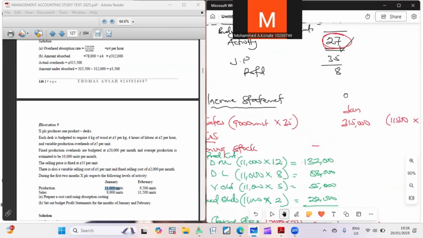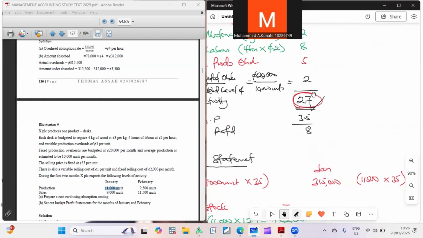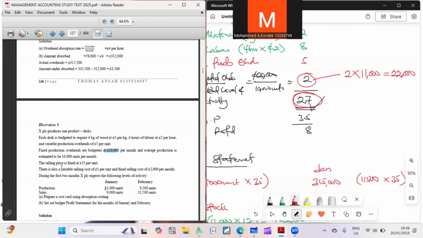We have done the overhead absorption rate. We have 2 for the fixed. We are going to multiply these 2 by the level of activity that actually happened. The level of activity here was the production. If you check what we produced in January, it was 11,000. And so the absorbed is 22,000. But what is the actual? The actual, we were told that the actual fixed is 20,000. You always see it's here, 20,000.